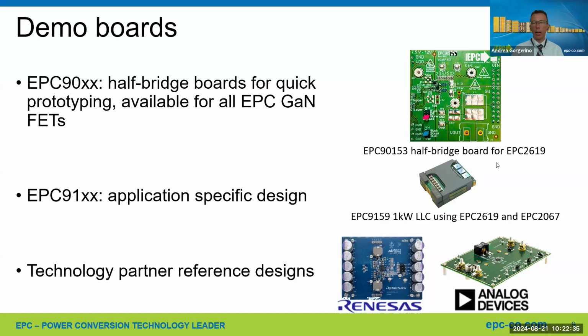The picture I'm showing here is actually for the 9159. This is an extremely high power density converter. It's very small, a 1 kilowatt LLC converter. And again, it's an example to showcase what you can achieve with GaN. Now, of course, these are closer to the end system, so they're sometimes not as easy to measure as well as to modify for your own conditions, right?